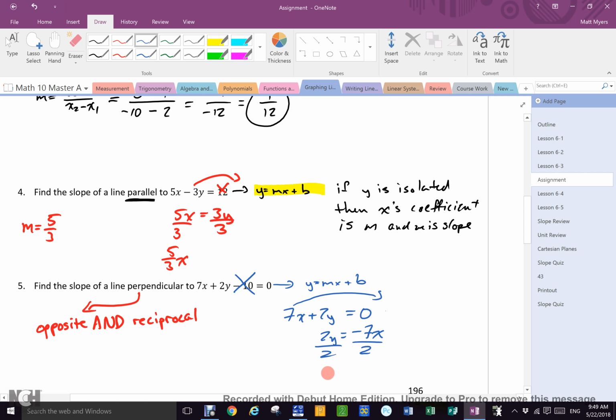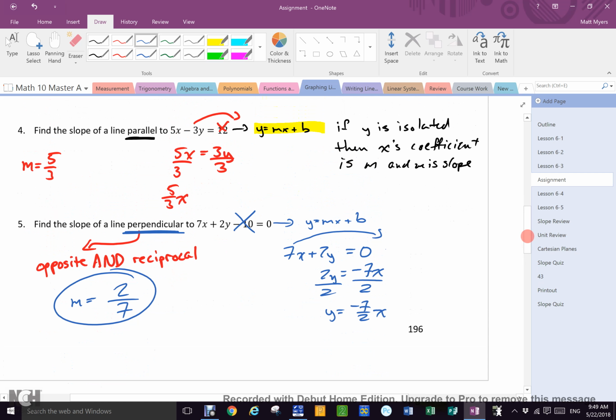Divide by 2. So y equals negative 7 over 2x. That's the slope I have. Is that the slope I want? No, because I need perpendicular. So what do I have to do to that slope? Opposite. Right now it's negative, so it must be positive, and I reciprocate. Right now it's 7/2, so what does it become? 2/7. And that's done. Well, that wasn't a pain.